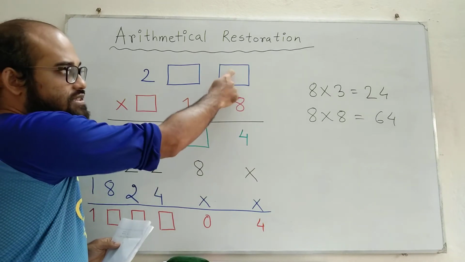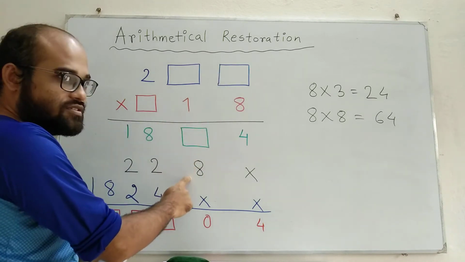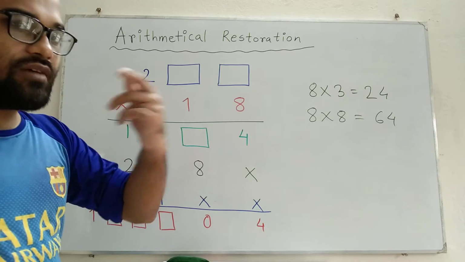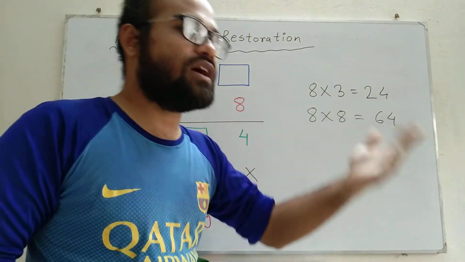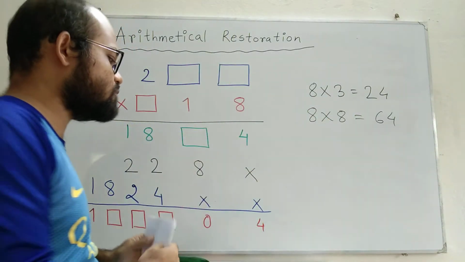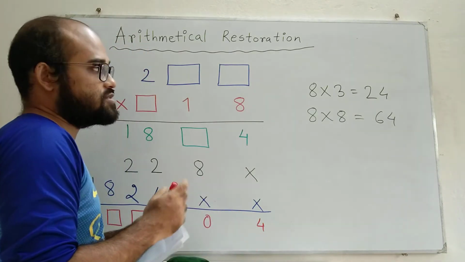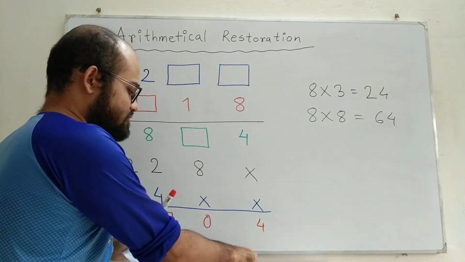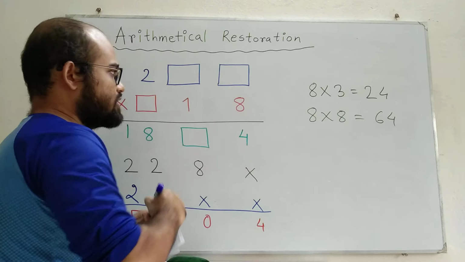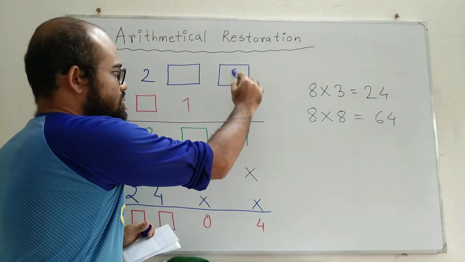Now this 8 in the second row gives me a very important clue. 1 times this digit over here gives me 8. So which number when multiplied by 1 gives me 8? There is only one number that can serve this purpose. That is 8 itself. So let's fill it up. I have got the first clue in our puzzle.